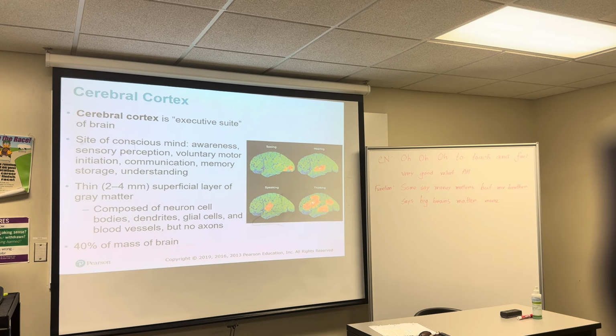So now let's talk about the cerebral cortex, the upper layer, top layer of your cerebrum, right? The cerebral cortex is the executive suite of the brain. First of all, I want you to understand that as you can see, whenever you are engaging with seeing, this part of the brain is what? Lit up, right? Hearing, this part, temporal lobe. Seeing, occipital lobe. Speaking, this part right here. Thinking, this part right here.